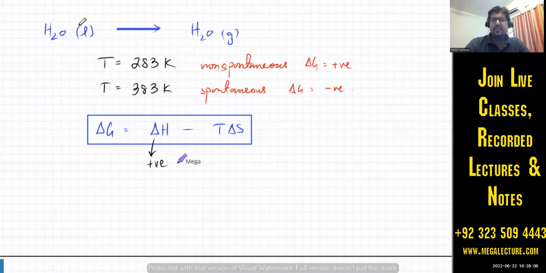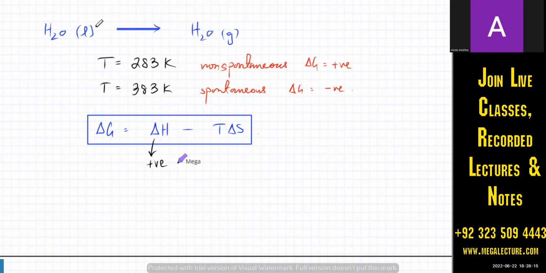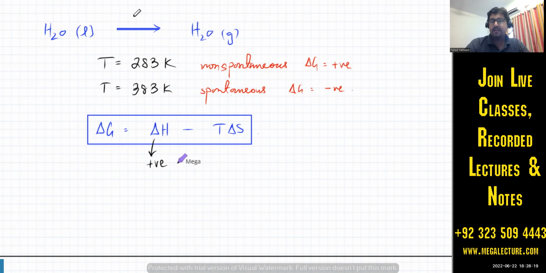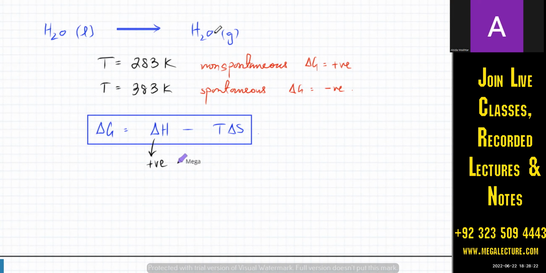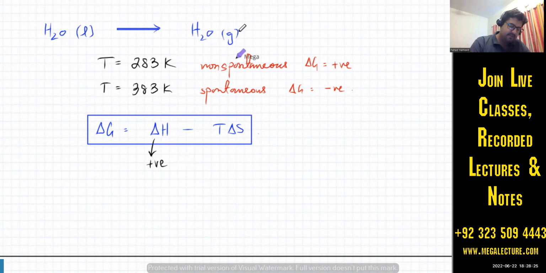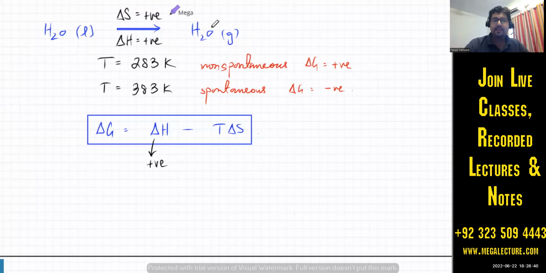So what about entropy change? Is this delta S positive or is this delta S negative? Is there more disorder being created or less disorder being created? It will be more. It will be more at higher temperature. So I said two things about the reaction. The delta H is endothermic, so that's positive, right? And the delta S is also positive, right? Because there's a gain of disorder, right? More disorder being created. Is that clear? I mean, these two things, is this clear? Yes.